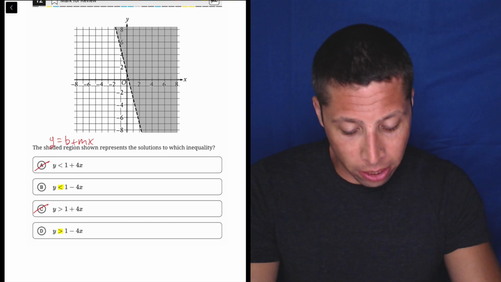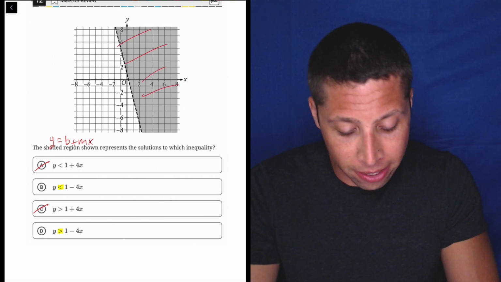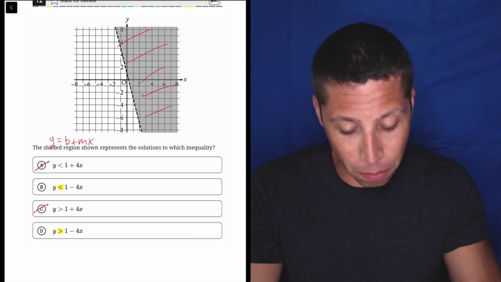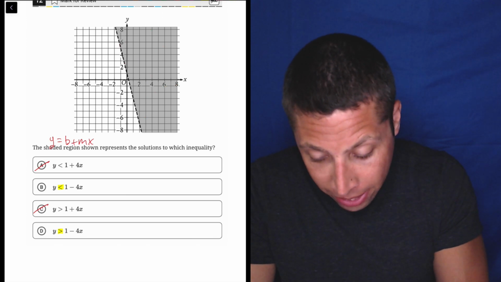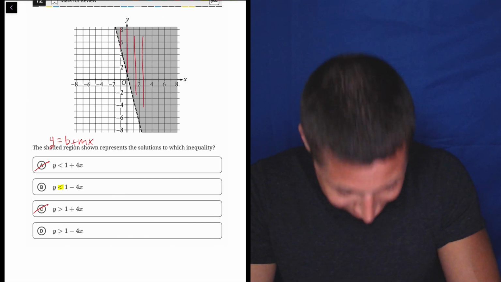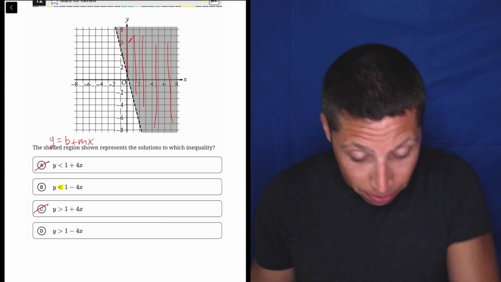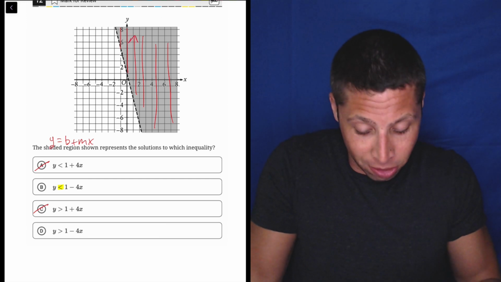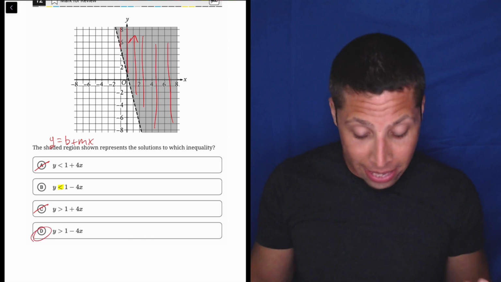So in this case, look, if the line is here, shading up and down. Don't shade like this, right? This is how I was taught to do it. Don't be perpendicular to the line. Don't think of it like that. Draw the lines up and down. So what's going on? Well, my line, if I'm drawing my little shaded lines, it's going up from the line. So that's y is greater than this equation. So choice D is my answer.